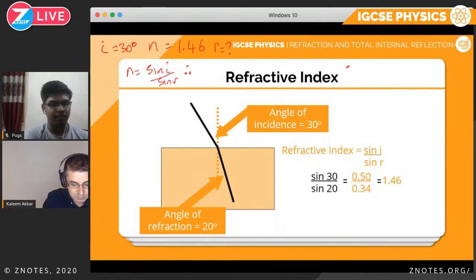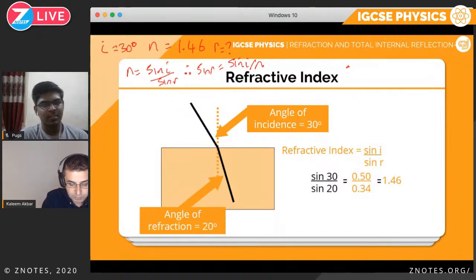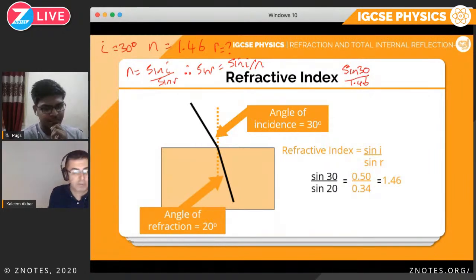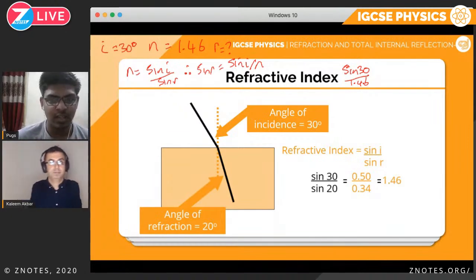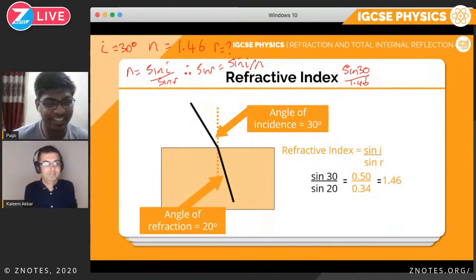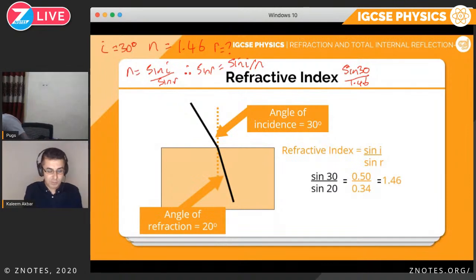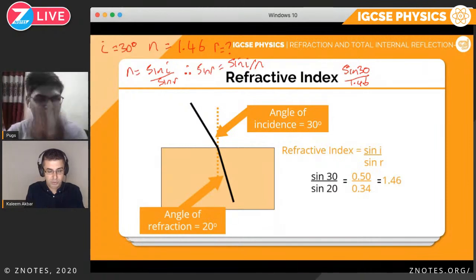That means sine R equals sine I, apologies, this is getting a bit tight, divided by N. So what do we do? We've got sine 30 over 1.46. Pugs, I don't know if you've got a calculator to hand. Can you tell me what that is? Sine 30 divided by 1.46.